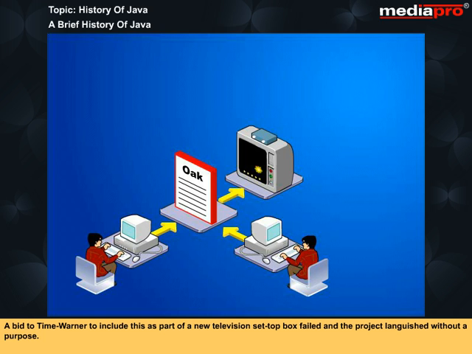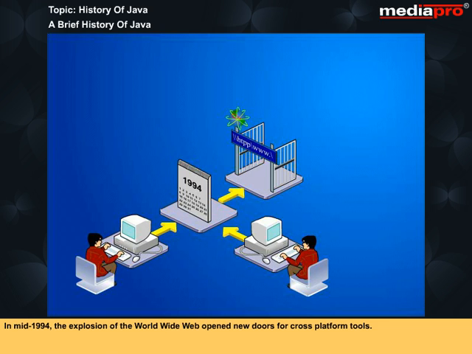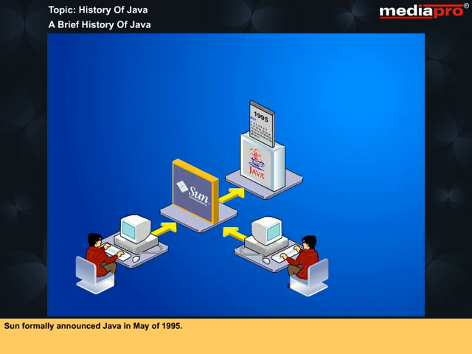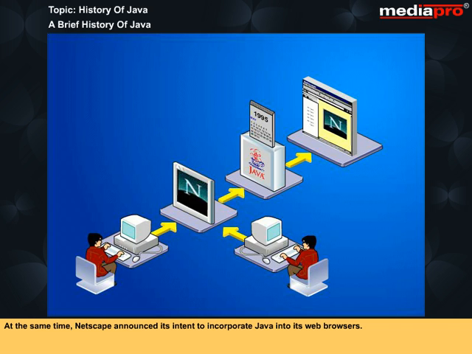languished without a purpose. In mid-1994, the explosion of the World Wide Web opened new doors for cross-platform tools. The language was renamed, and a web browser was built entirely in Java. Sun formally announced Java in May of 1995. At the same time, Netscape announced its intent to incorporate Java into its web browsers.